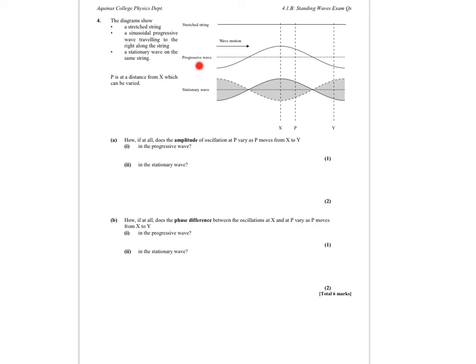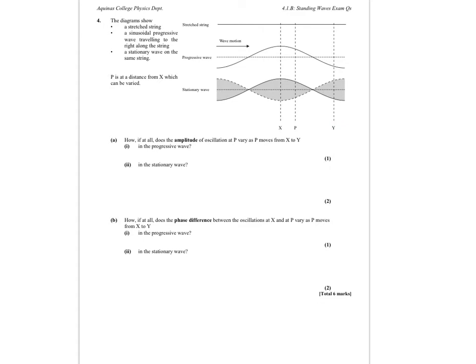So imagine someone's grabbed the string at this end here and just given it a flick with their wrist, and then the wave would travel towards the right. And then a stationary wave on the same string. So now we've got a fixed end here, and oscillatory motion here, and so we're setting up a standing wave. And then we're told that P, so that's this line here, is at a distance from X which can be varied. So P starts out at X, and then as we move towards Y, how do various things change? That's all this question is about.